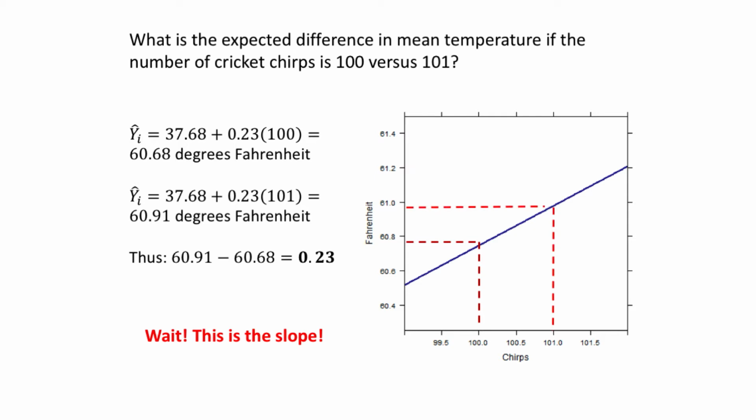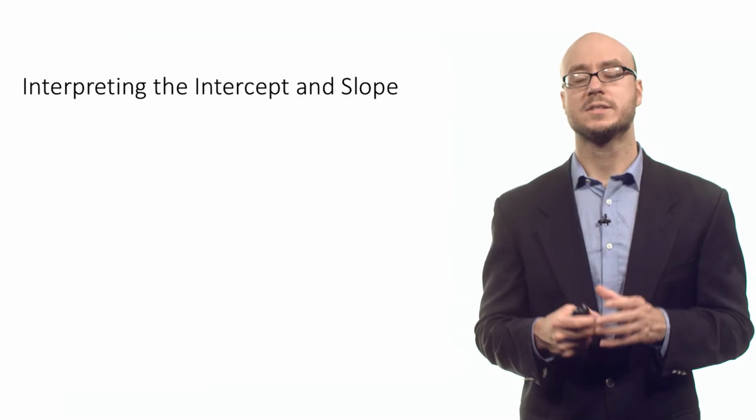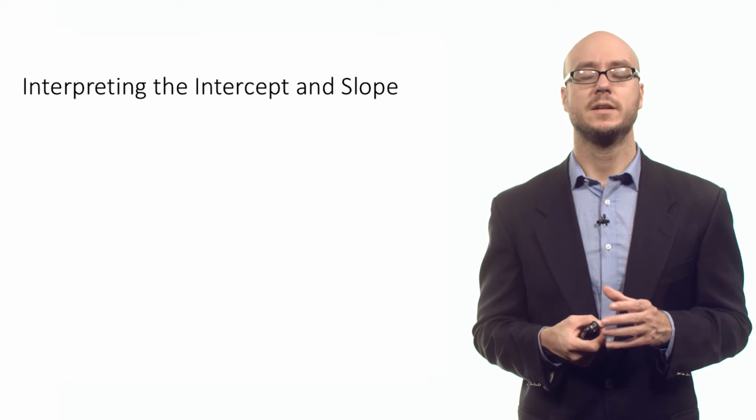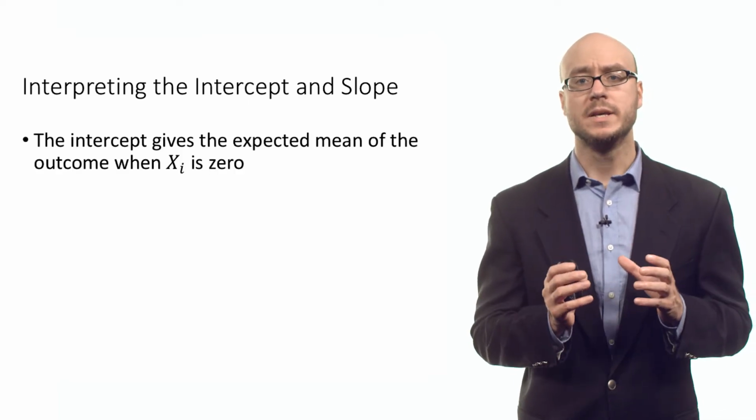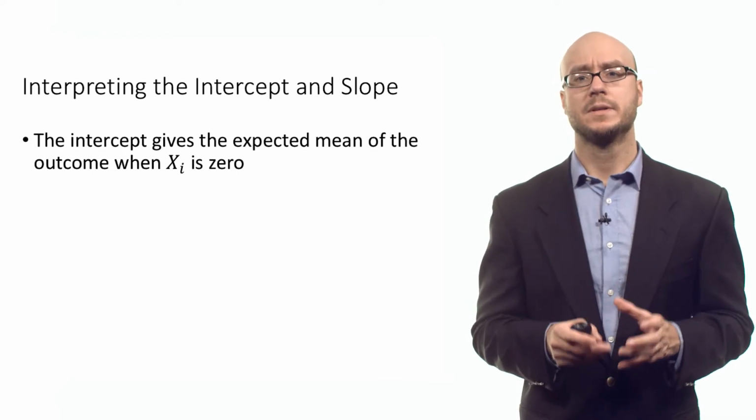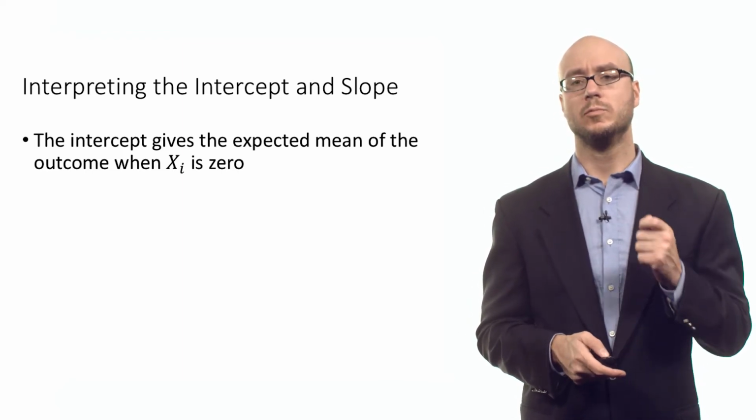And you can see this in this graph. Okay, we have these two different points on the line, right? And all that slope is giving us is that expected difference. So in means, the intercept gives us the expected mean of the outcome when x is 0.